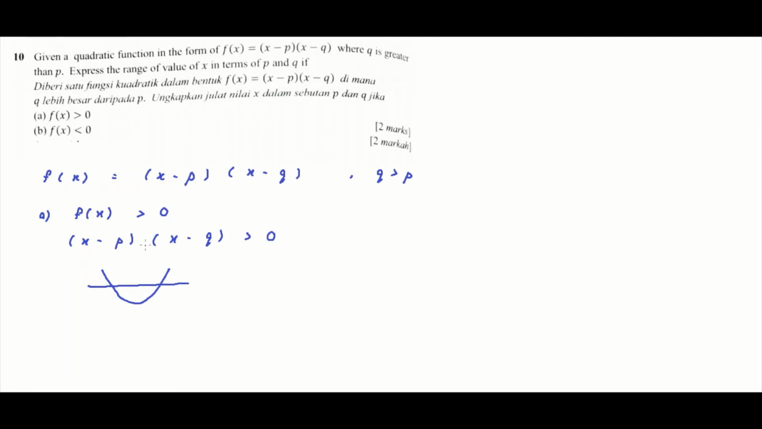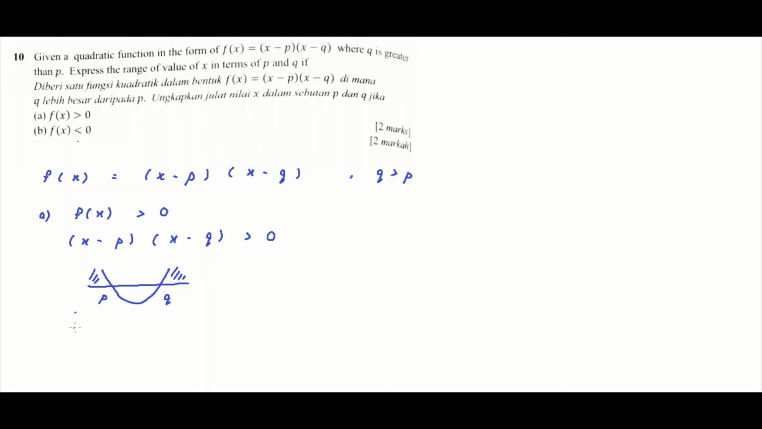Now, because we don't have the exact numbers for p and q, there's a clue given in this question, which is q is greater than p. In another word, p is smaller than q. So p should be at the left hand side and q at the right hand side. It's greater than 0, so it's going to be the area here and the area here. Greater than 0 means the f(x) that you get is greater than 0. So we are treating this as the x-axis, so above the x-axis gives you f(x) greater than 0.